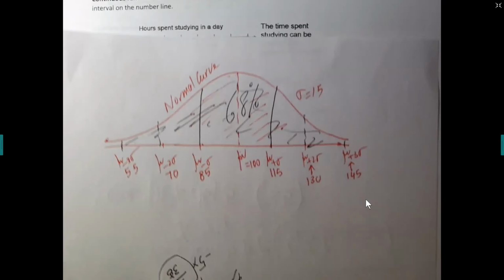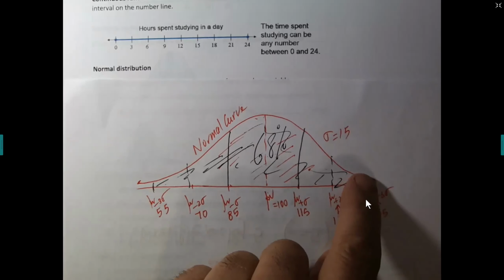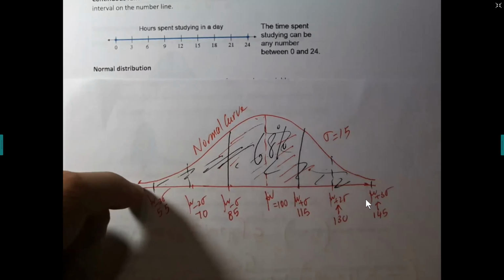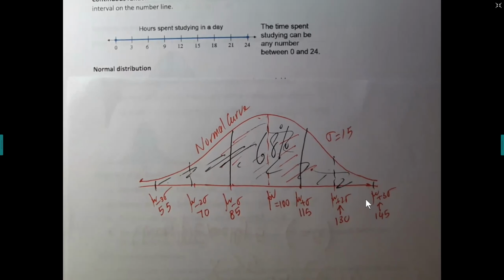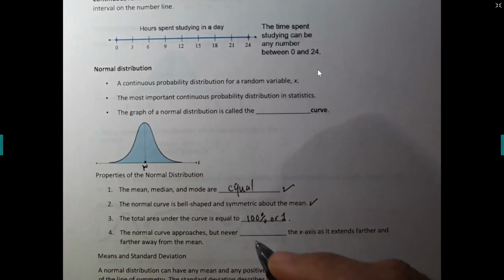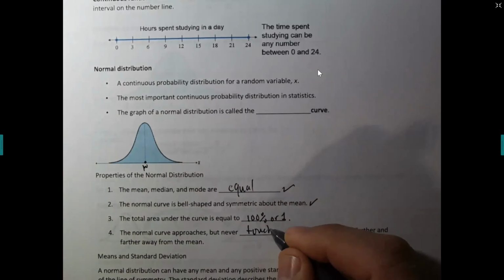If you notice how I sketched the normal curve, I try not to make the curve touch here. But when you use technology to sketch it, it looks like it's touching, but actually it's not touching. So the normal curve approaches, but never touches the x-axis. Just keep that in mind. It never touches the x-axis as it goes indefinitely to the right or indefinitely to the left. That's the normal curve.